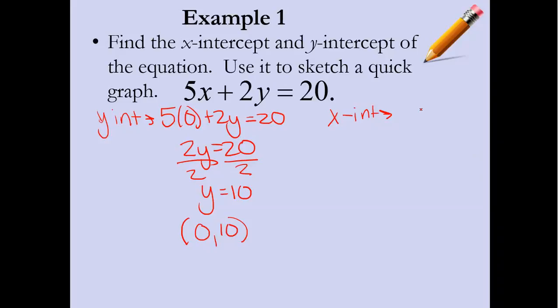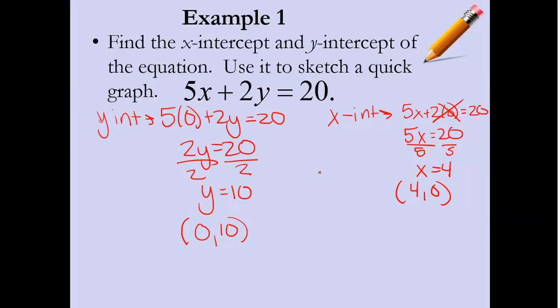For the x-intercept, I'm going to plug 0 in for y. So 5x plus 2 times 0 equals 20. That cancels out, right? That's 0. So 5x equals 20. Divide by 5. I get x equals 4. So my ordered pair would be 4, 0.